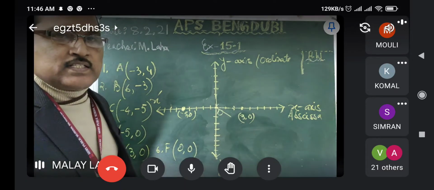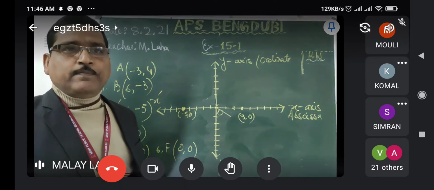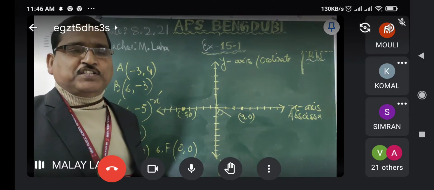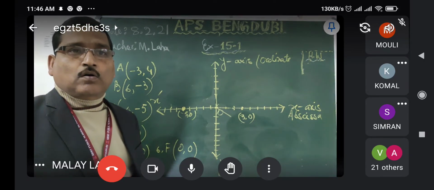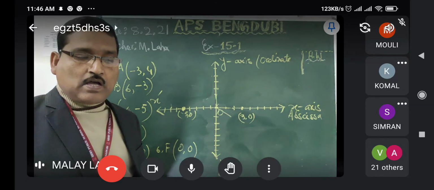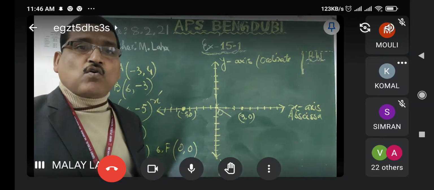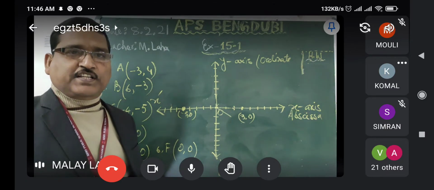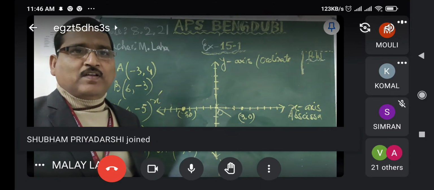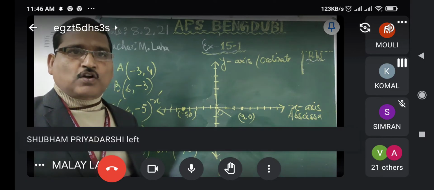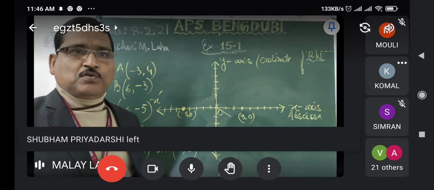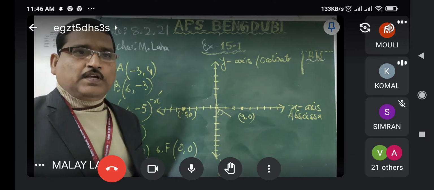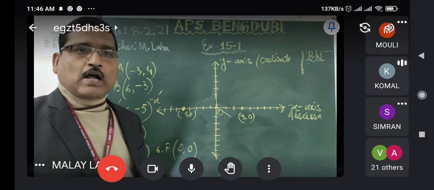Now another way I can set a question. Tell me, what is the quadrant of origin? What is the coordinate of origin? Origin का वैल्यू निकालो. कोऑर्डिनेट क्या होगा? Not only 0, it is 0, 0. It will be 0, 0. Are you listening? Zero, zero.